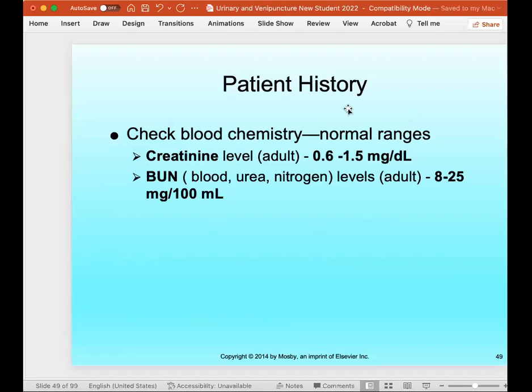So it is important that you know the ranges. Normal creatinine levels are going to be 0.6 to 1.5 mg/dL. That's a number you should remember from now on. You're going to see this on the registry, under patient care, and under procedures. Okay, so creatinine levels 0.6 to 1.5, BUN levels 8 to 25 mg/dL. Okay, 8 to 25 for BUN, 0.6 to 1.5 for creatinine levels.